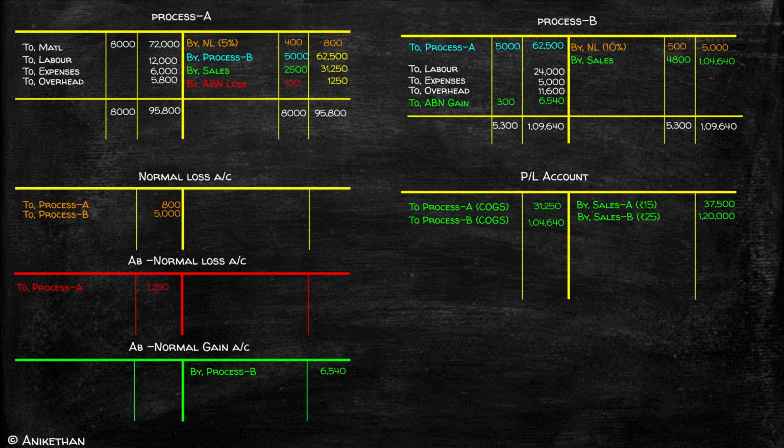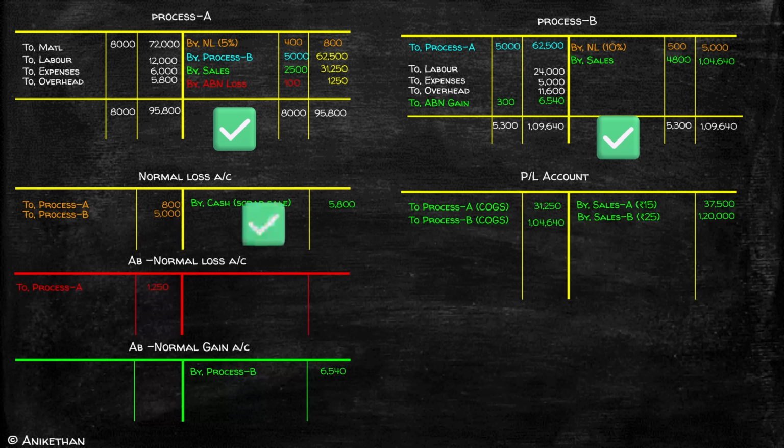The next step is to tally the processes and match both the debit and credit sides. Process A is already completely tallied, so there is no problem. Process B is also completely tallied. Now the normal loss account. How do we tally this? I sell this scrap for cash. The scrap value is 5,800 rupees. Now the normal loss account is tallied.